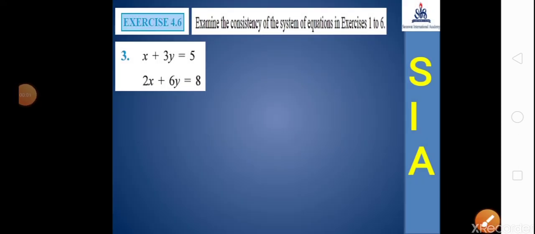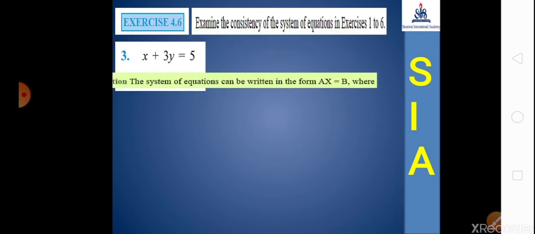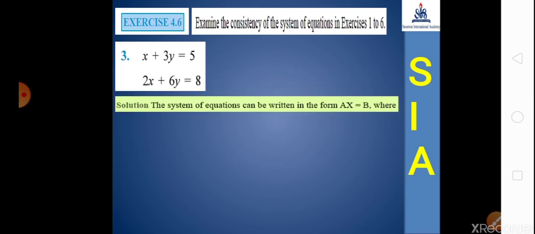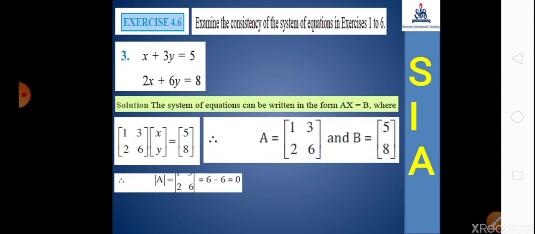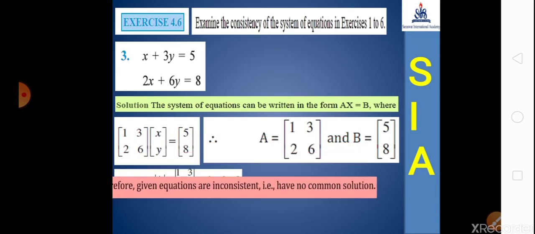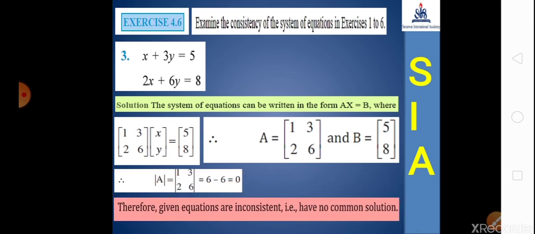Third, I check whether the equations are consistent or not. Students, what is the meaning of consistency? It is nothing but that your two lines intersect at one point, which is called consistency. Same way, apply AX equals B and moving ahead with 1 3 2 6, x y and values 5 6, apply the determinant of A, 0 or not. Yes students, this answer is 0. It means my answer is not consistent. It means both lines do not intersect each other. That's why I write down at last that there is no common solution.